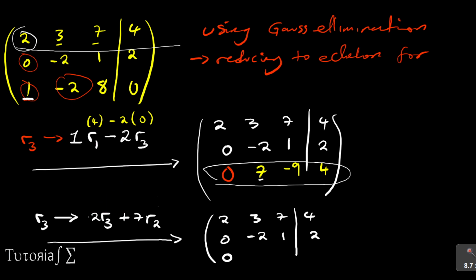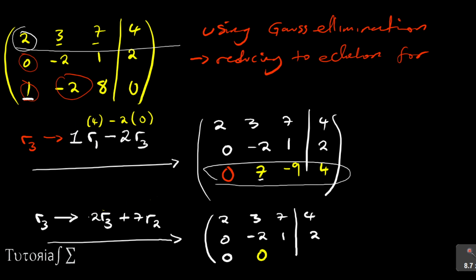Then we can do another one. It will be 2 times, on row 3 there is a 7, plus 7 times row 2. On row 2 there is a -2. So 2 times this, that will be 14, and this, that will give us a 0. So this would be a 0. Then we still have one more, the second from the last.